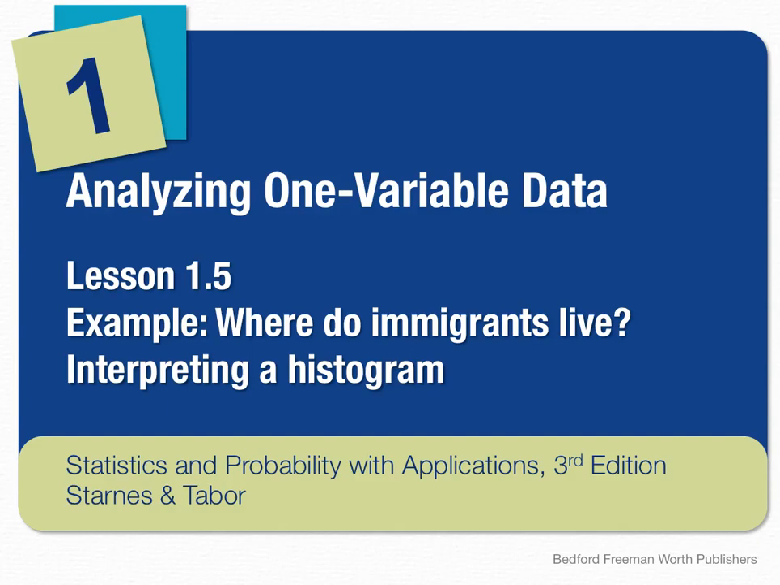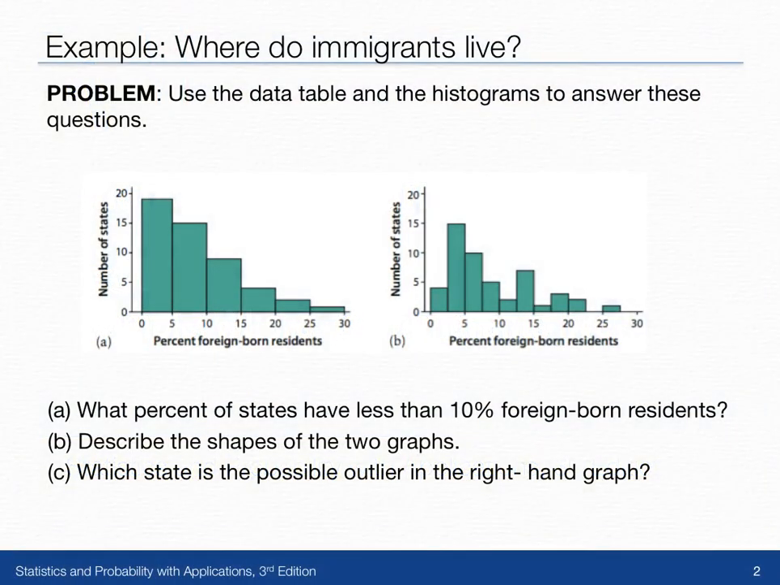In the Lesson 1-5 example, Where Do Immigrants Live?, we'll explore how to interpret a histogram. Use the data table and the histograms to answer these questions. What percent of states have less than 10% foreign-born residents? Describe the shapes of the two graphs, and determine which state is the possible outlier in the right-hand graph.